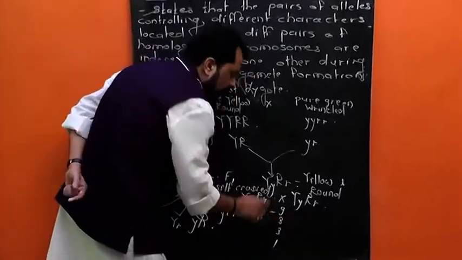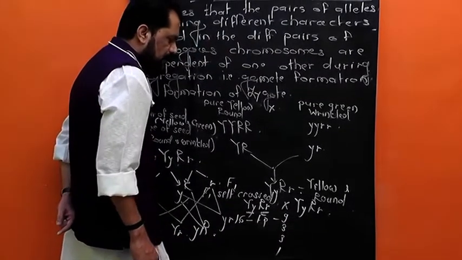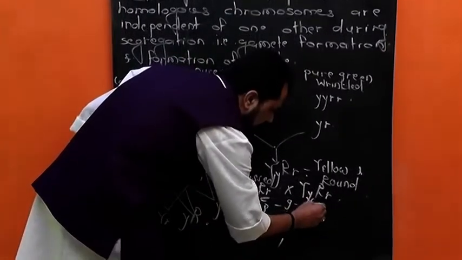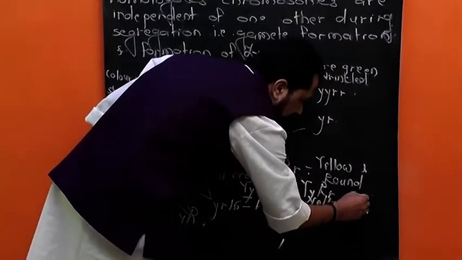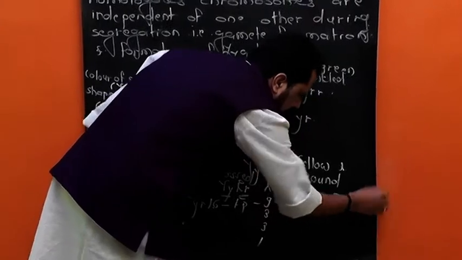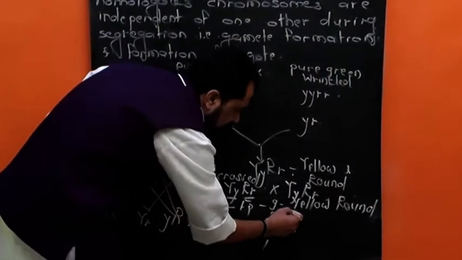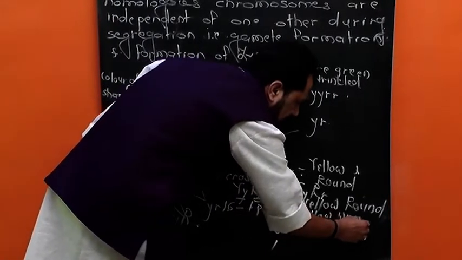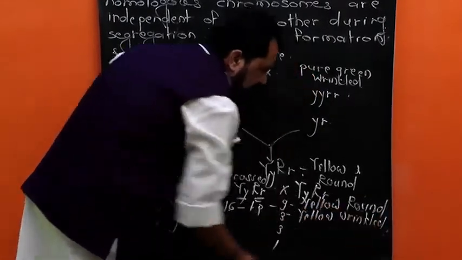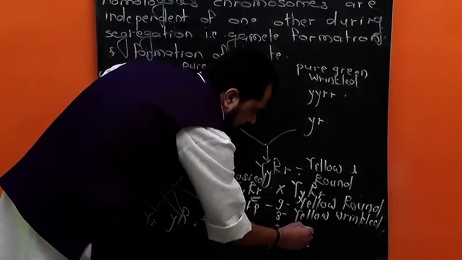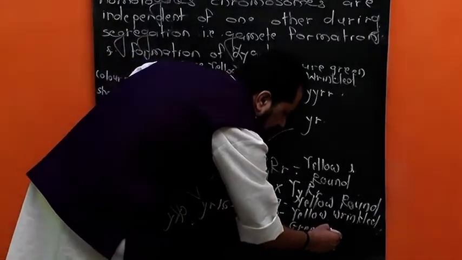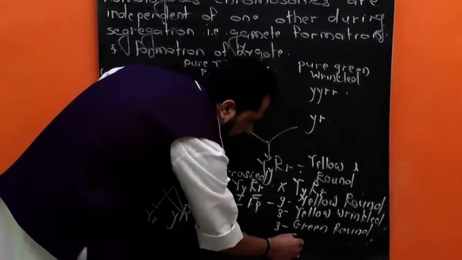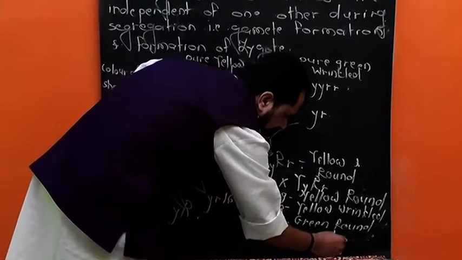Out of these 4 different types of F2 individuals, the 9 individuals with yellow and round phenotype, 3 individuals with yellow and wrinkled phenotype, next 3 with green and round phenotype, and 1 with green and wrinkled phenotype.